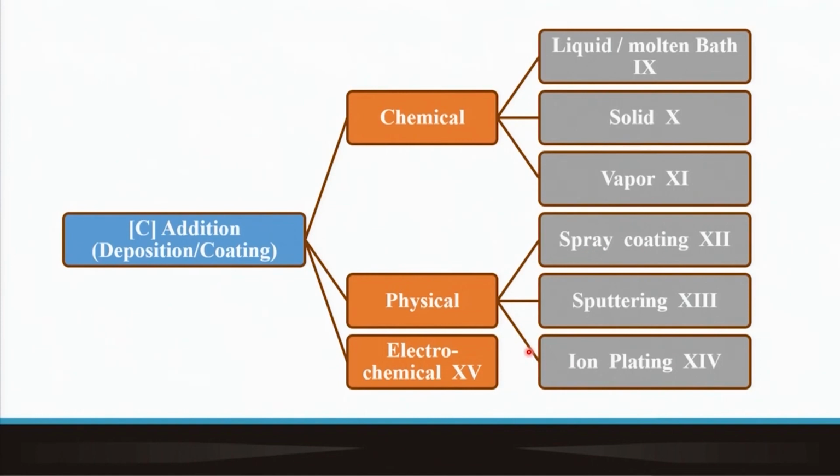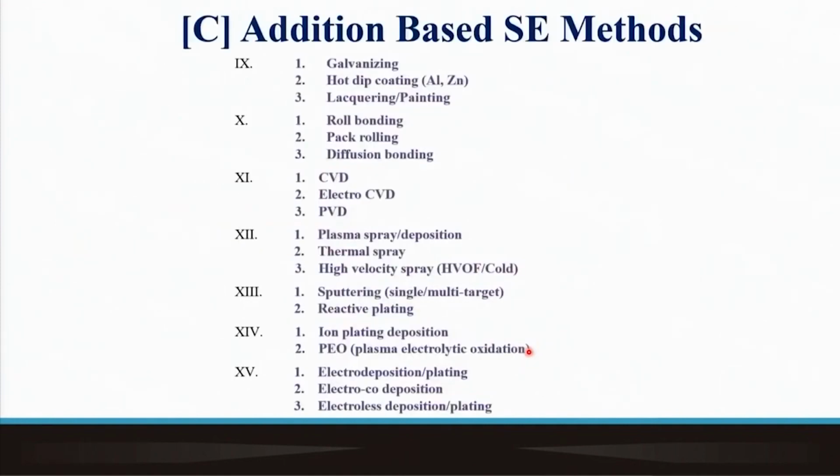And the electrochemical process, we all know, essentially is the so-called electroplating or electrolytic deposition process, where the cations move towards the cathode and get deposited on the object that you want to create a coating on. So these are the techniques that we routinely use in various forms of addition-based surface engineering methods.